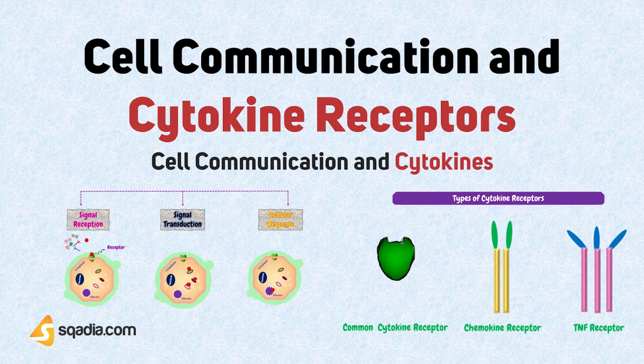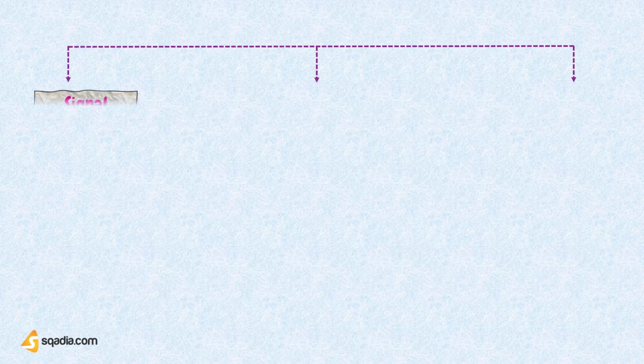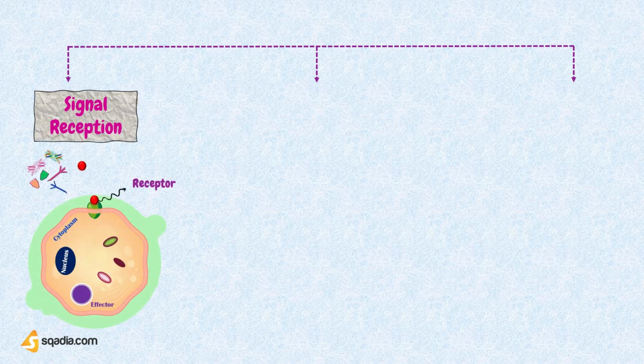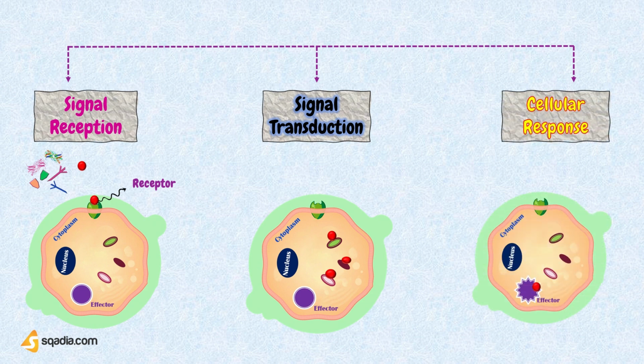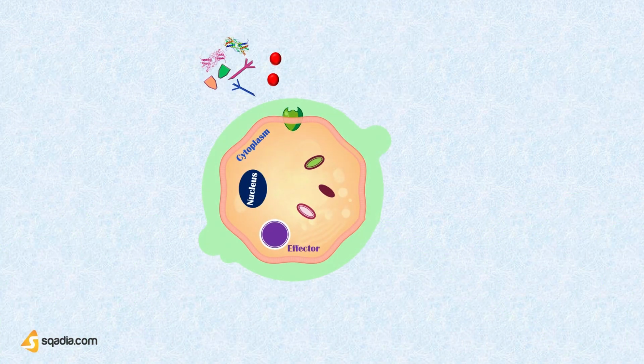In this section, we will go through the normal cell-to-cell communication modes as well as the types of cytokine receptors. Normal cell-to-cell communication depends on chemical messengers and receptors on cell surfaces that can recognize those messengers. The steps involved in this are signal perception or reception, signal transduction, and cellular response. Signal perception means binding and recognition of the chemical messenger by the receptors on the cell membrane.